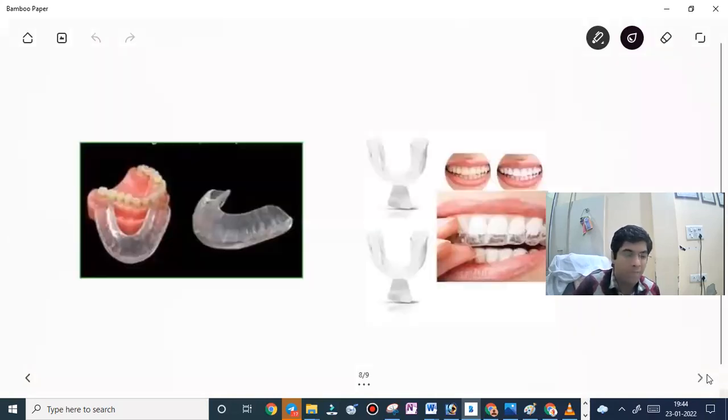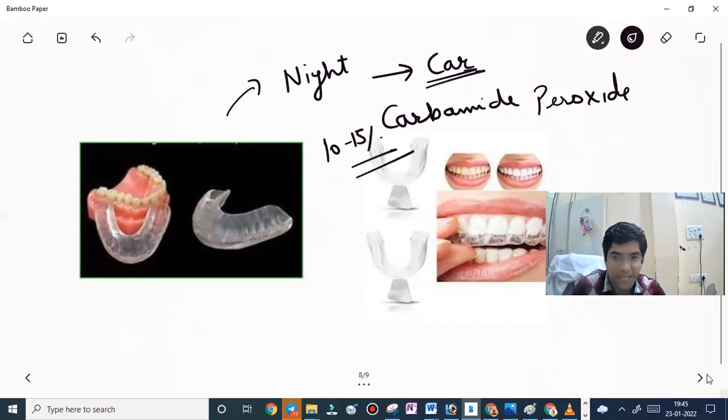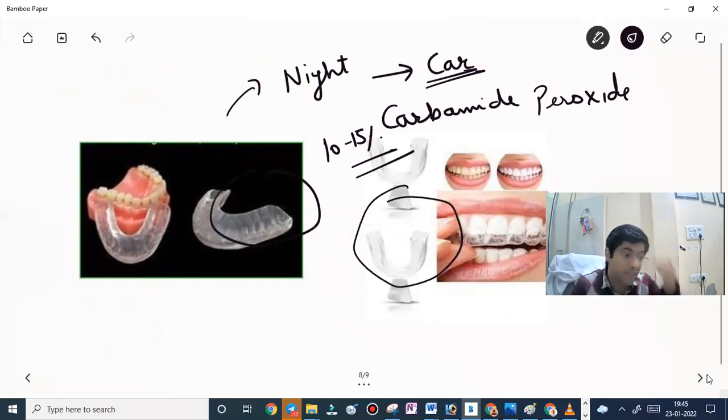The mnemonic to remember is, think you are driving a car in the night. So bingo. For the night guard, you use a car. That is, the solution that is used is carbamide peroxide. What concentration do we use? We use 10 to 15%. That can be applied with the help of bleaching trays. Remember, the carbamide peroxide degrades into 3% hydrogen peroxide and 7% urea.